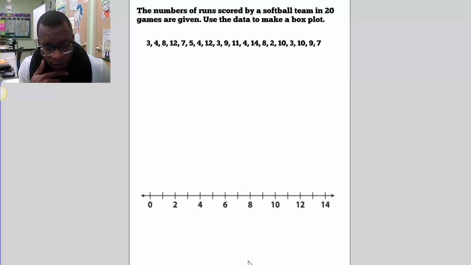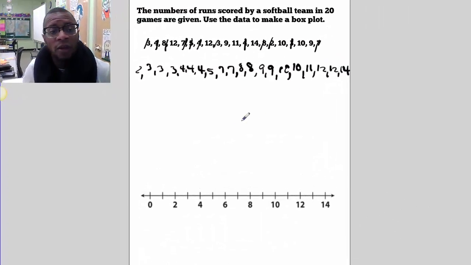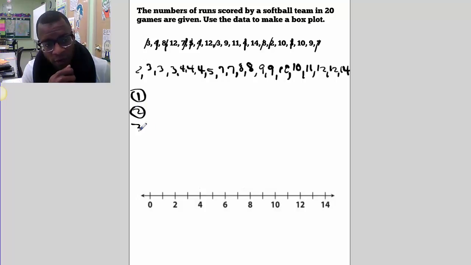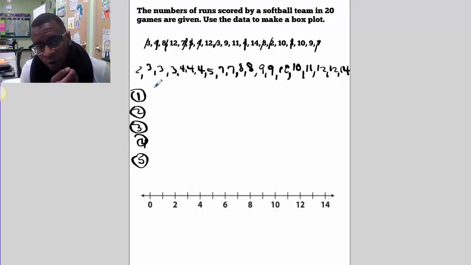First, let's grab our pen. Now we want to put our numbers in order. So we have our data in ascending order. Now we want to calculate the 5 important values that we need. The first value that we need is our minimum, which is our smallest number, so that's going to be 2. The second value that we need is our maximum value, which is 14.